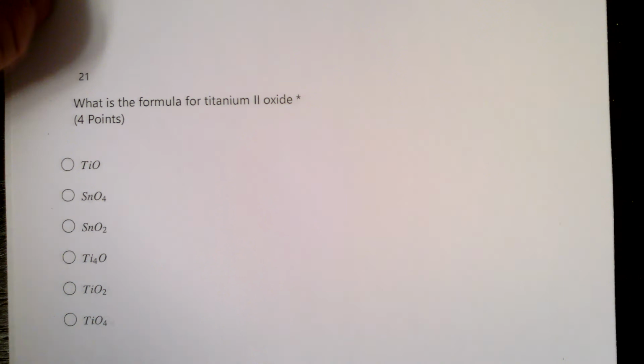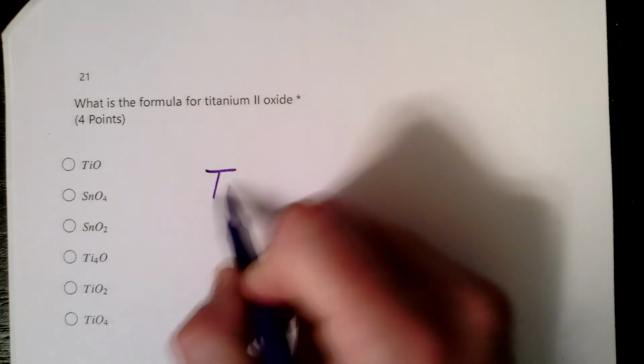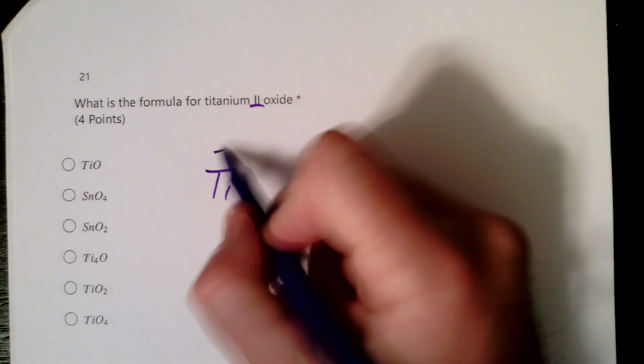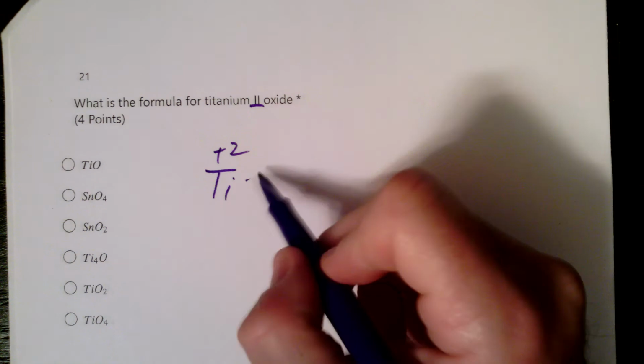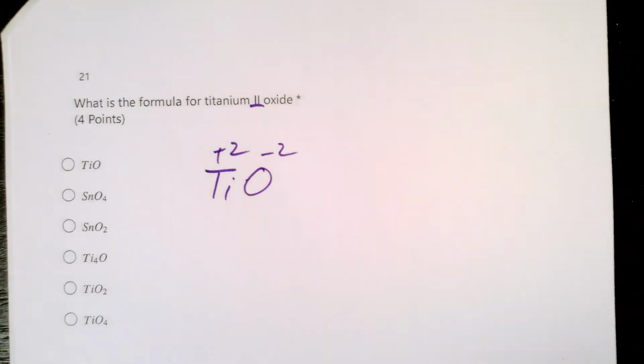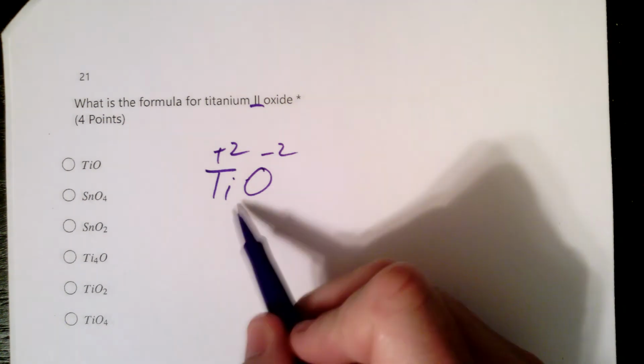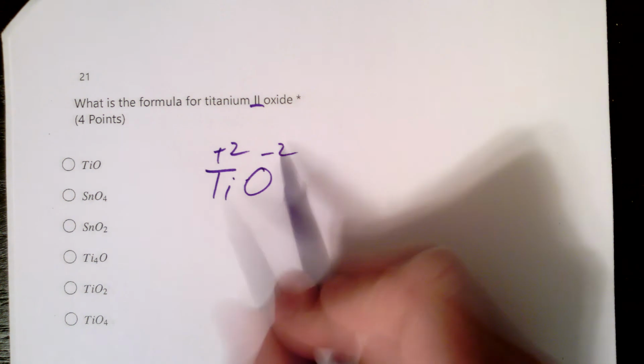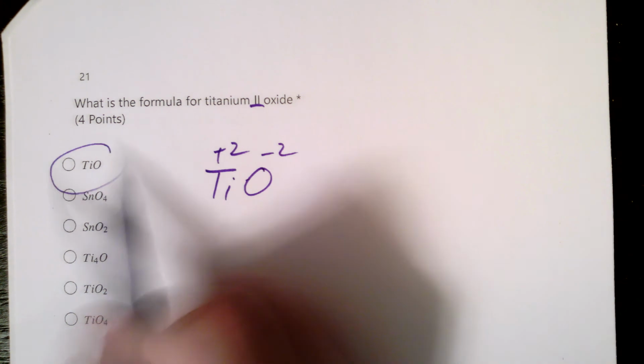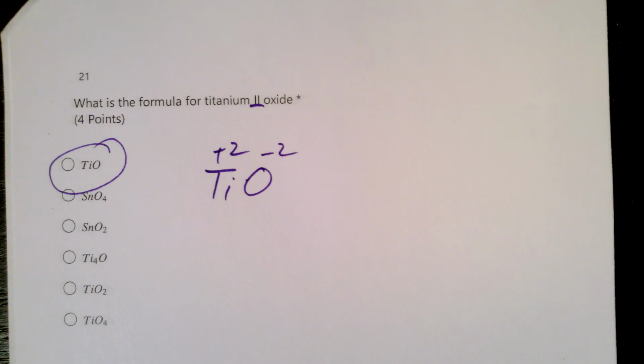The formula for titanium 2 oxide. Notice this guy's got a Roman numeral. That means its charge number is 2. Oxygen is always a -2. So when we cross and drop, we just get TiO, because those 2 reduce. That right there.